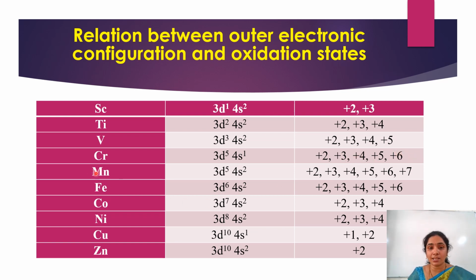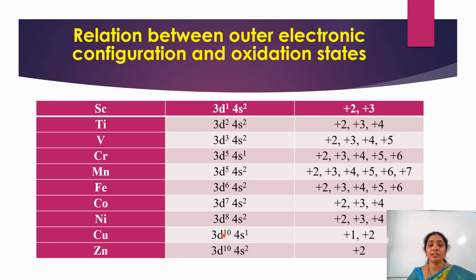The next member is Mn, manganese, atomic number 25. Its configuration is 3d5 4s2, and its oxidation states are +2, +3, +4, +5, +6 and +7. The next element is iron, 26, 3d6 4s2, with +2, +3, +4, +5 and +6. For cobalt, it is 3d7 4s2, and it shows oxidation states of +2, +3 and +4.